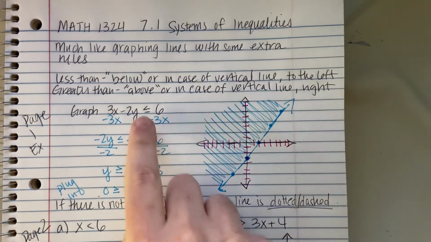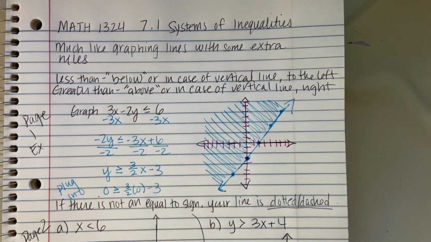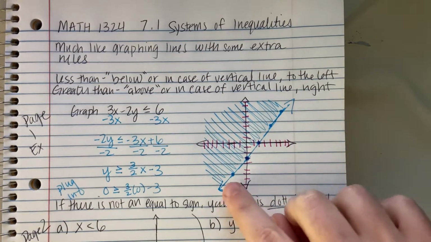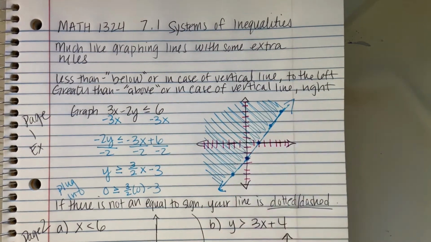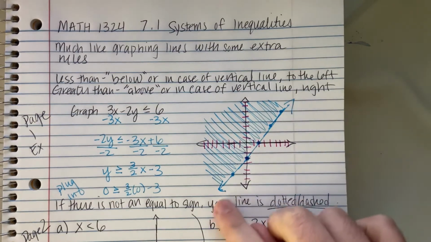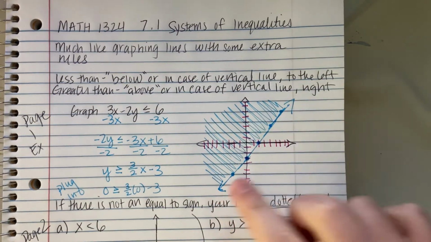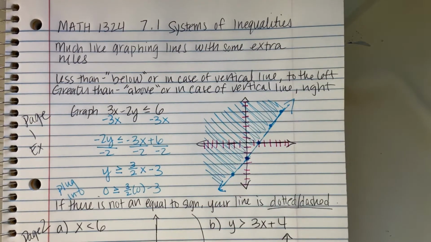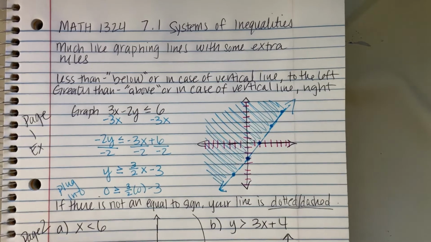Now, this is when there's a less than or equal to sign, which also applies if there's a greater than or equal to sign, and the solid line indicates that this line is also part of the answer. If there's just less than or just greater than, instead of making a solid line, you make a dotted or dashed line. If it's a dotted or dashed line, it means that line is not part of the answer.